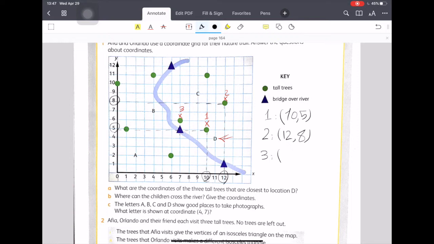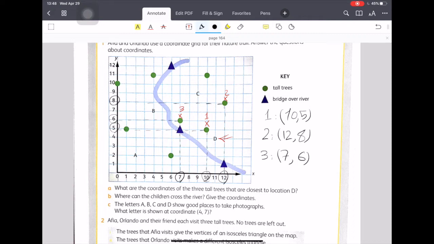Exactly. Once we follow it to the x-axis, we will have 7 for x and 6 for y.